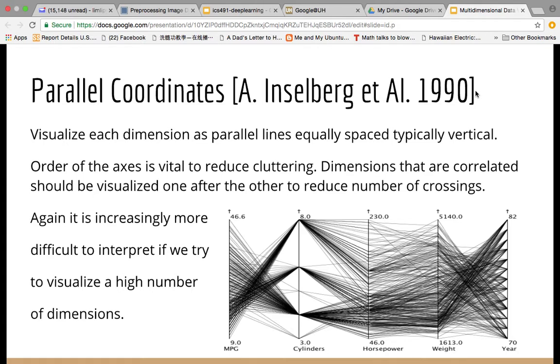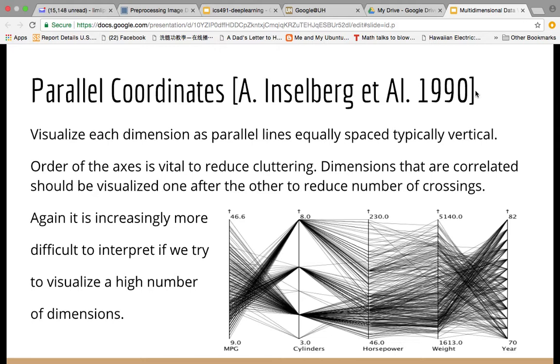This is pretty useful when you have a lot of data points and a lot of dimensions too. The big problem with this is that you have to really think about the order of the attributes that you're putting there, because if we begin shifting these columns around, the graph totally changes, and you're going to get a lot of crossings.